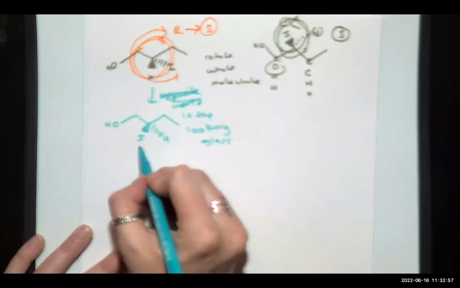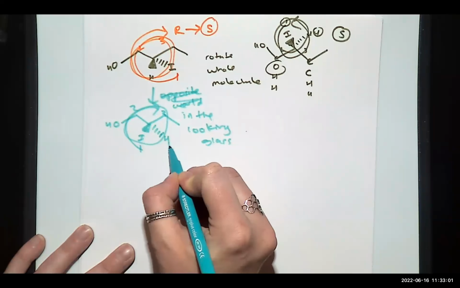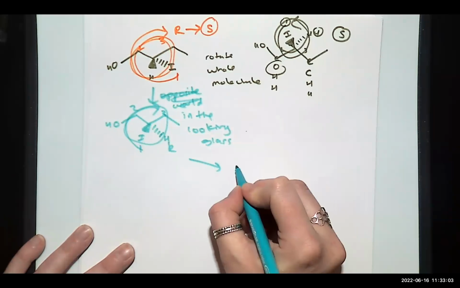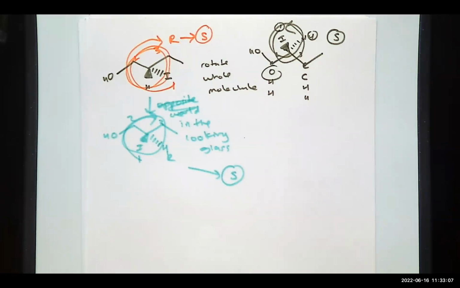Okay. In the Looking Glass, we have 1, 2, 3. And that's R. And now we're going to leave the Looking Glass and it's S. So all 3 of these are possible ways that you could assign RS configuration to this same molecule. Okay. Did that track? Did that answer your question? Yes.